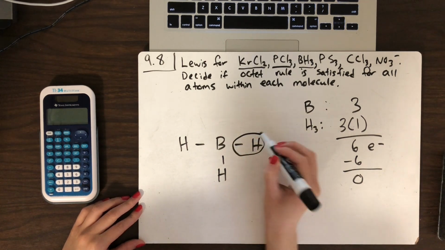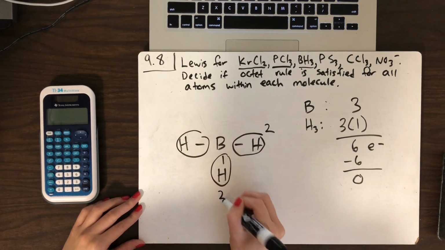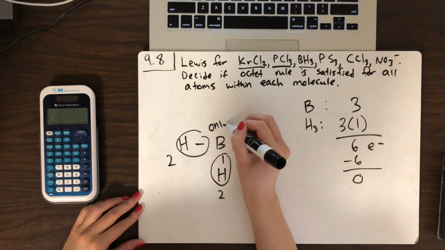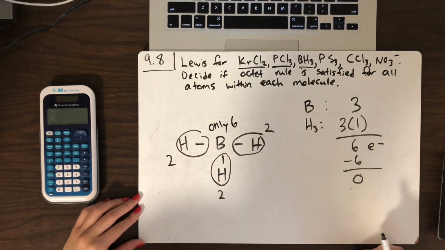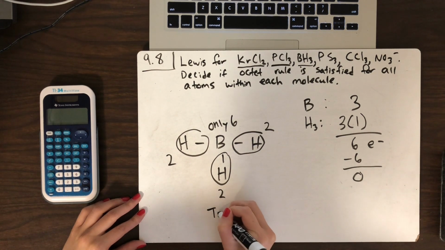So hydrogen, he's got 2, he's happy. So do these guys. And you'll notice boron only has 6. So he doesn't have the octet, but we're out of electrons. So this one is going to be too few.